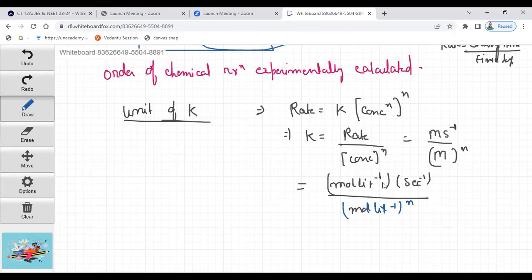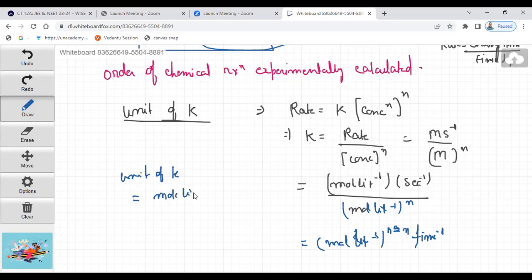If you see, this is common in the numerator as well as the denominator. So we can write that the unit of k will be equal to mole liter inverse to the power 1 minus n, where n is the order, times time inverse.